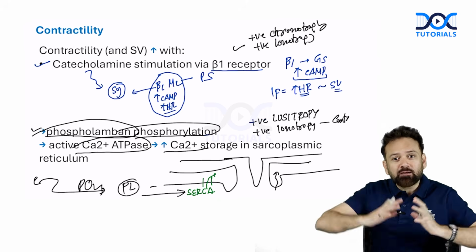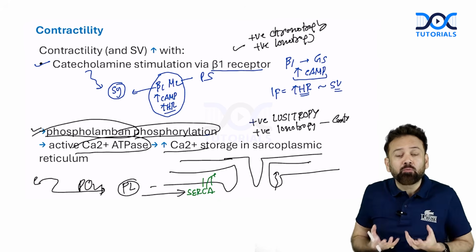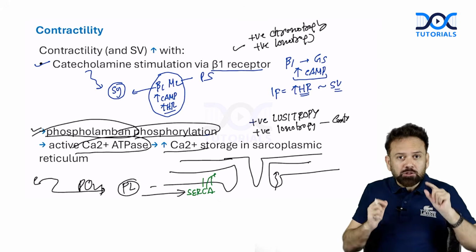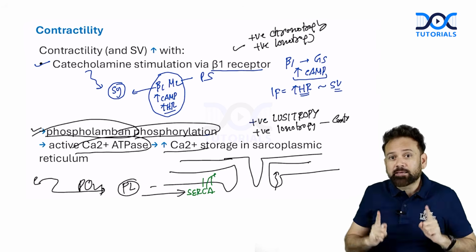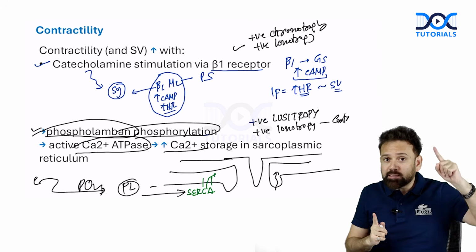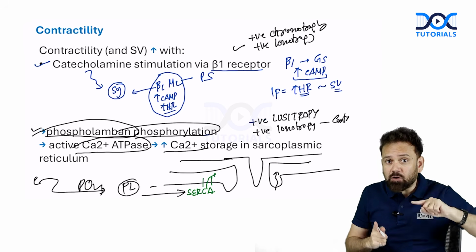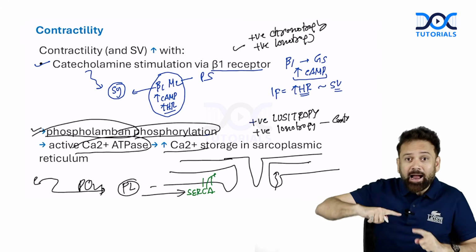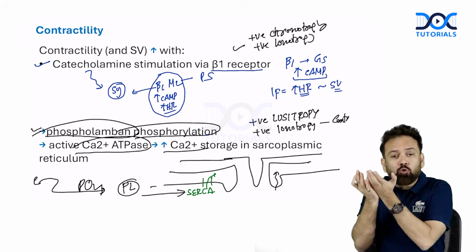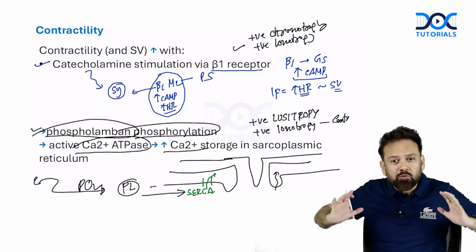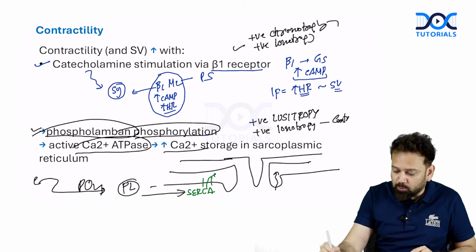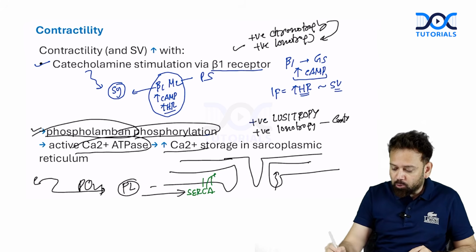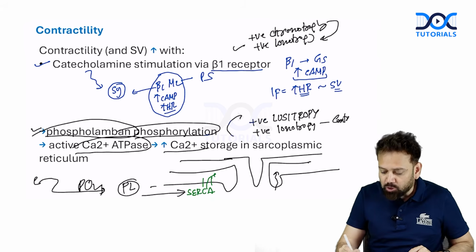Increased ventricular relaxation due to more accumulation of calcium. Why? Because, listen once again, phospholamban is inhibiting SERCA, the calcium ATPase pump, and catecholamines cause phosphorylation of phospholamban, activating the SERCA. So more calcium goes into the sarcoplasmic reticulum, so there will be more force of contraction. So positive chronotropy is causing positive inotropy, and positive lusitropy is also causing positive inotropy.